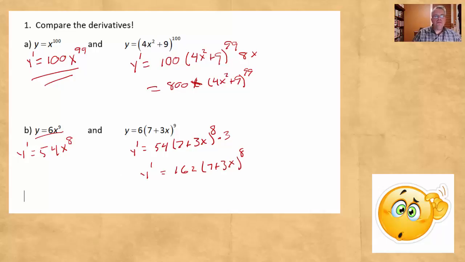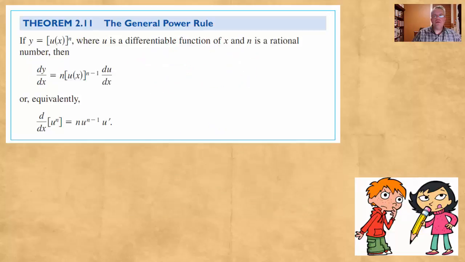Okay, so this is the way the book presents the rule. If we have a function u of x, so if we have y equals u of x to a power, this is the rule for taking the derivative. This is what we were just doing. You multiply in front by the exponent n. It's the same inside function raised to the nth minus 1 power times the derivative of the inner function.